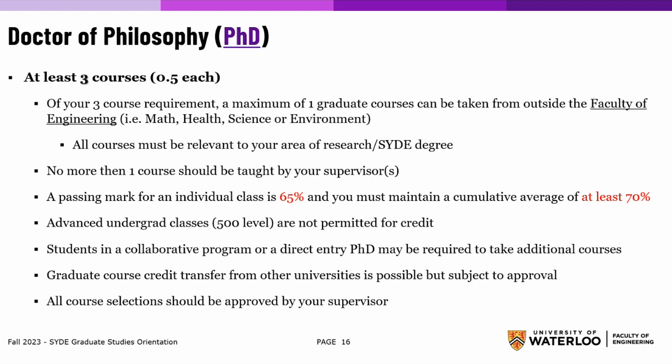Passing mark again, 65, overall minimum of 70. You are not permitted to take undergrad courses at any level towards a PhD. Okay, they must all be graduate level courses. If you're in a collaborative program or a direct admit PhD, which means a PhD without completing a master's, there are additional course requirements. And if you're in that situation, I recommend you go meet with Anna and she can outline the best way to map those courses out for you. Also, transfer credits are allowable for PhD students, and all course selections need to be approved by the supervisor.